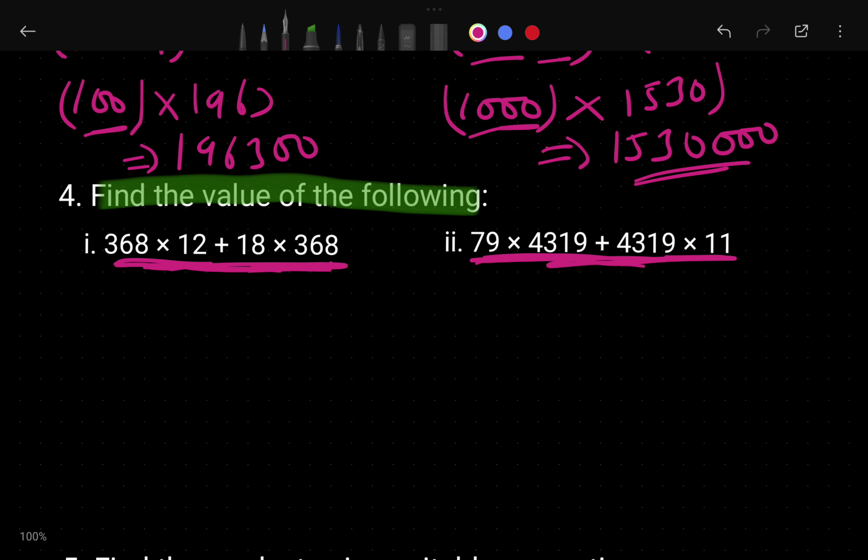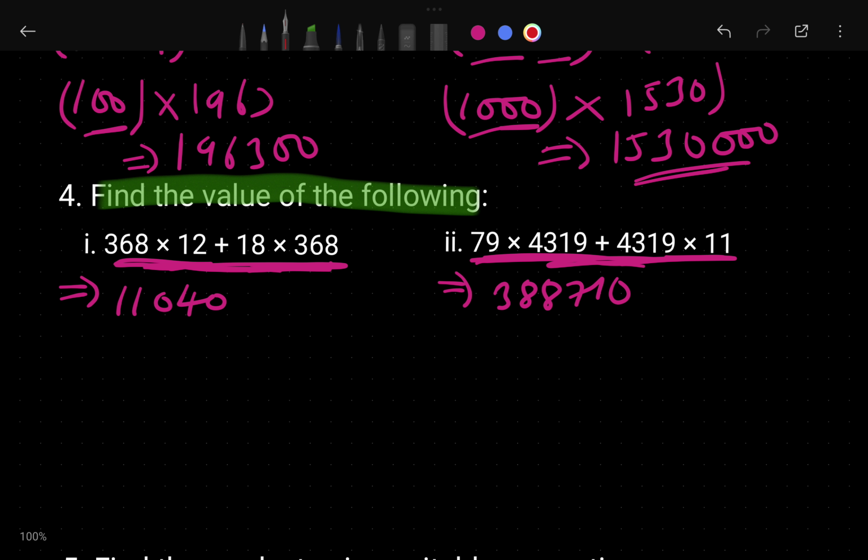But how can we do this? We can do it using suitable properties. Indirectly, if you multiply this one directly, do you know what your answer will be? Your answer will be 11,040. If you multiply this one also directly, your answer will be 3,88,710. So this is the answer. But we are not going to do it like that directly. We are going with some twist.